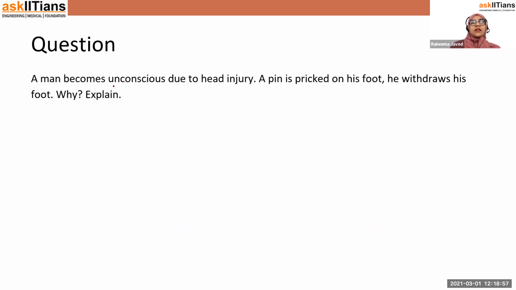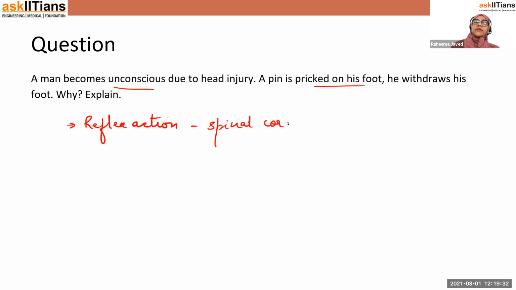A man becomes unconscious due to head injury. A pin is pricked on his foot. He withdraws his foot. Why? Explain. So a man is unconscious, but the pin is pricked on his foot. That means his brain is not working, but the spinal cord is working. He withdraws his foot because this is a reflex action, and in reflex actions, the brain is not involved, the spinal cord is involved. That is why this is happening.